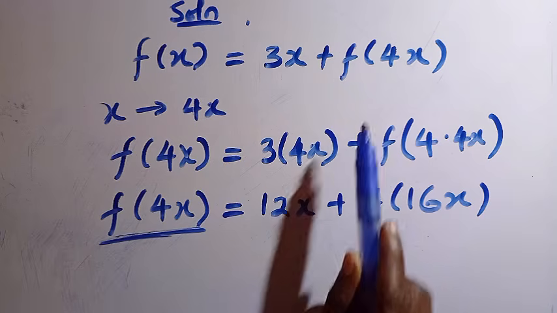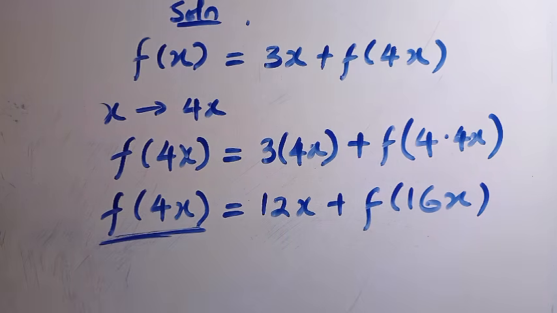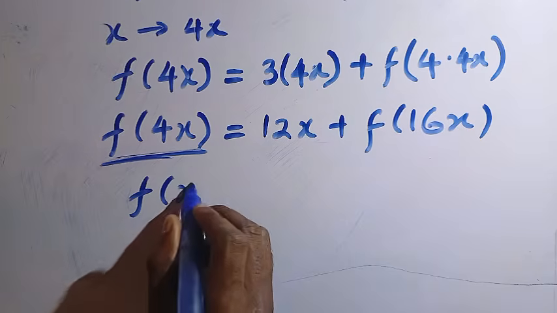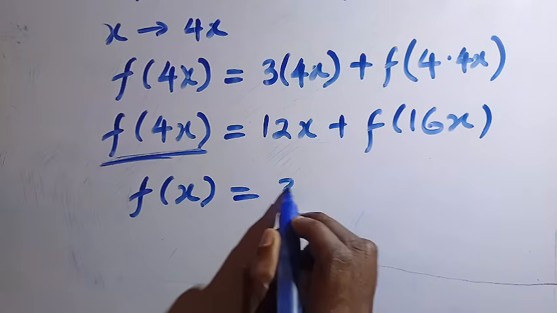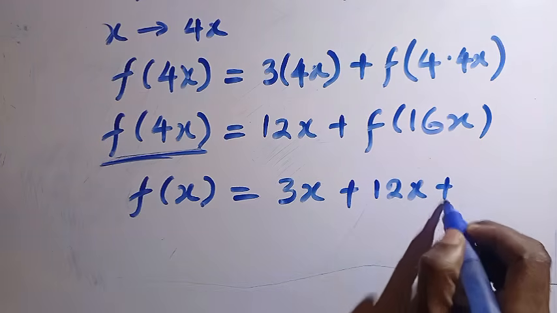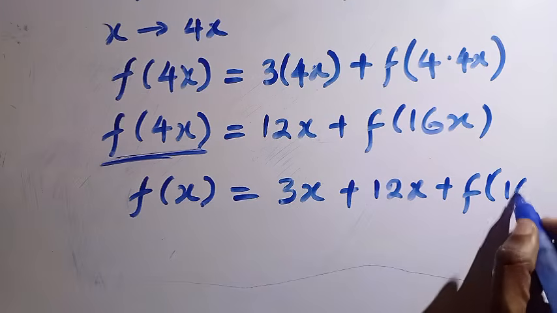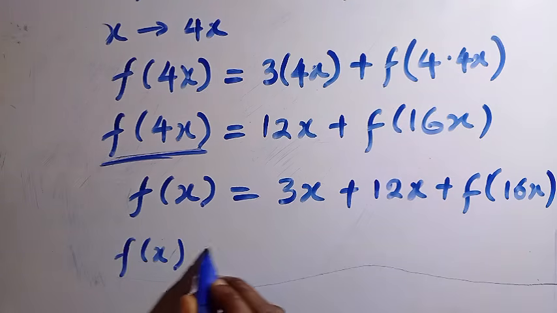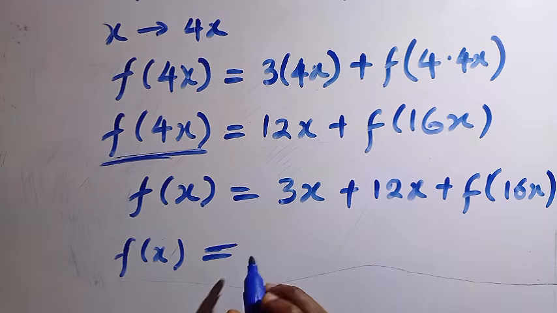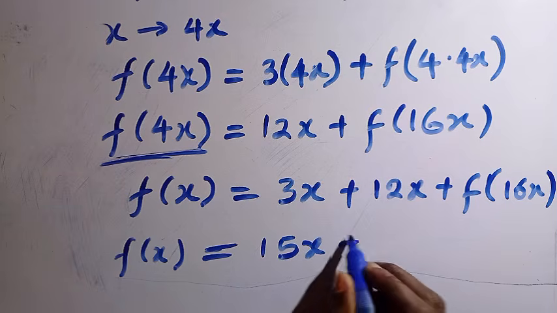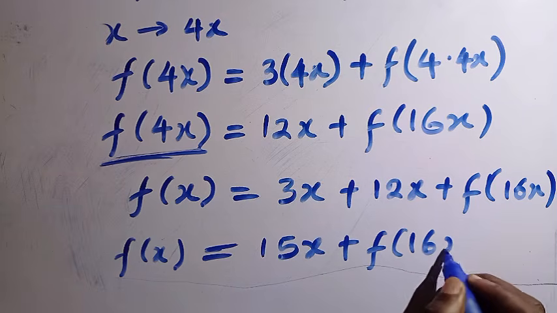Then looking at this, we have f of 4x. If I replace it in the first equation, which is f of x equals 3x plus f of 4x, we are going to have f of x equals 3x plus 12x plus f of 16x. With this we have 3x plus 12x, that gives us 15x plus f of 16x.